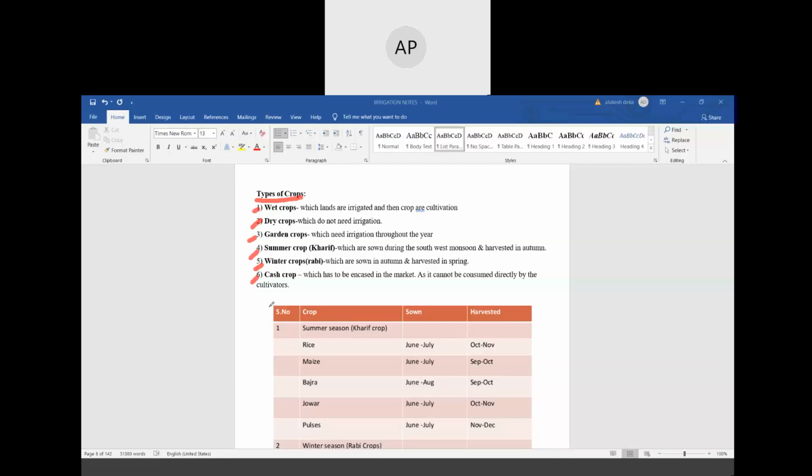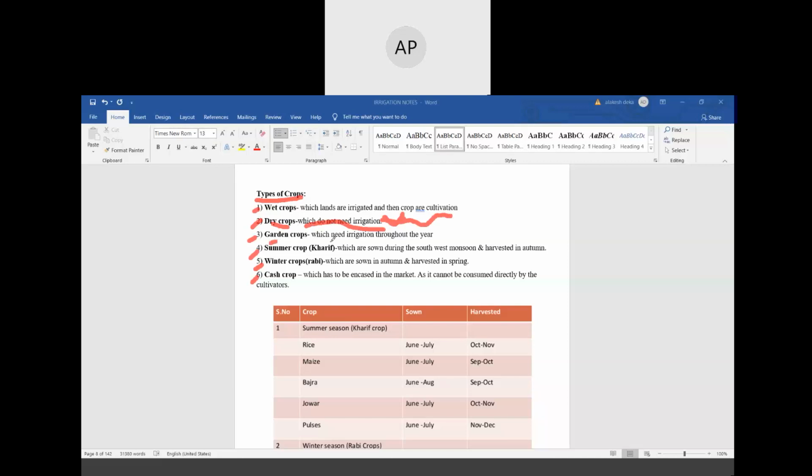Wet crops are those where lands are irrigated and then crops are cultivated. And next is dry crops, which do not need irrigation. That means there are some types of crops which need no artificial irrigation, no need to add water. Okay, these are dry crops.